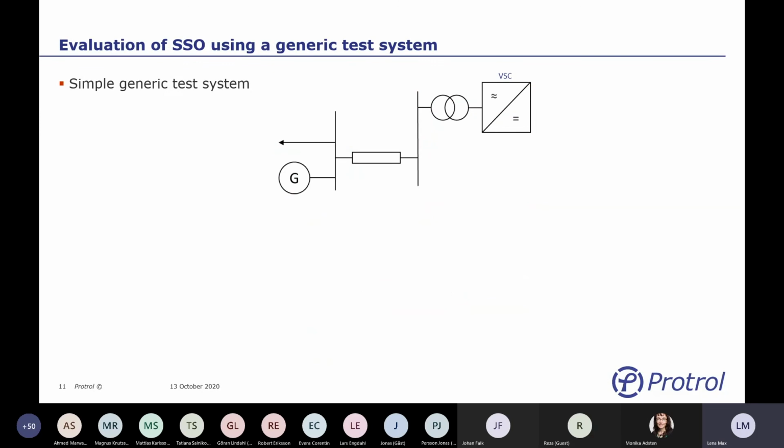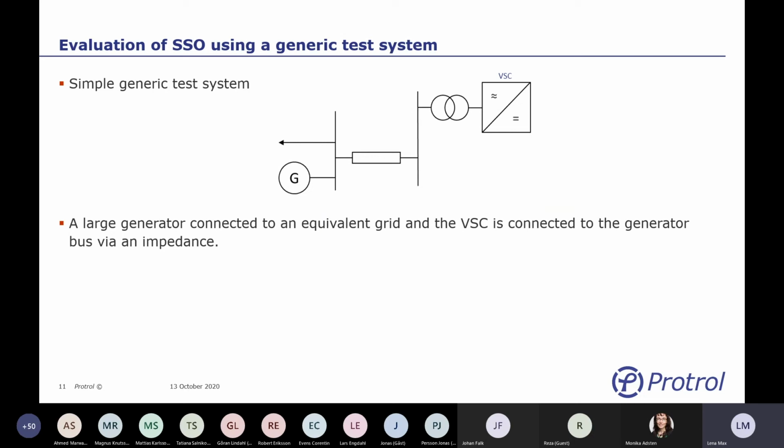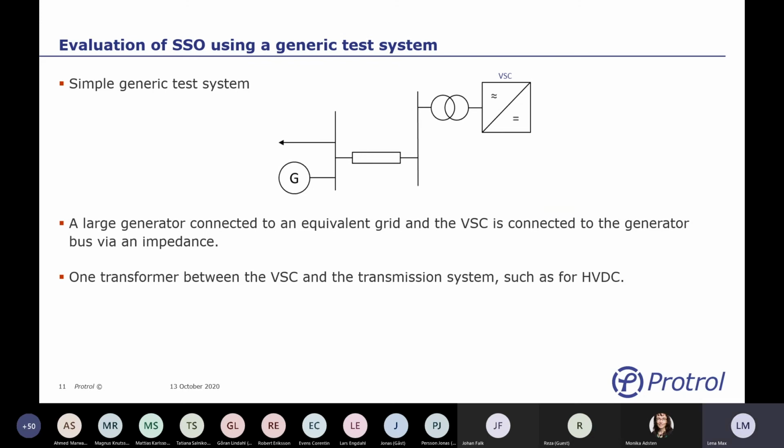So we are going to evaluate the risk of subsynchronous oscillations using this generic test system. It's a quite simple system. We have a large generator connected to an equivalent grid, which is the black arrow here in the figure. And then we have a voltage source converter connected to the generator bus through an impedance. We have one transformer between the voltage source converter and the transmission system, which is the case if we have an HVDC converter.